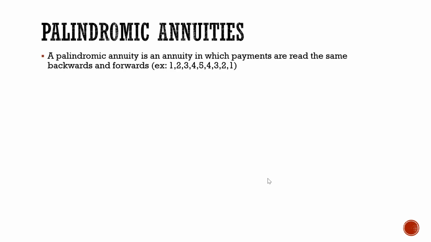Palindromic annuities. A palindromic annuity is an annuity in which payments are read the same backwards and forwards. For example, 1, 2, 3, 4, 5, and 4, 3, 2, 1. That means no matter if we read it backward or forwards, we have the same payment terms.